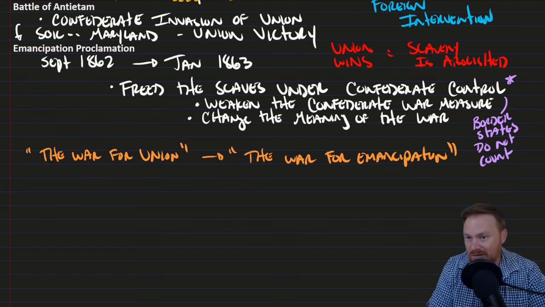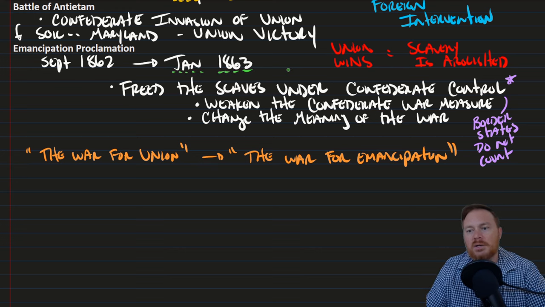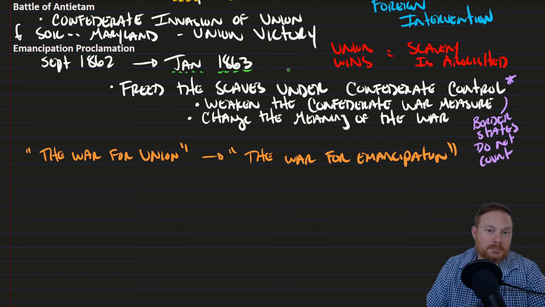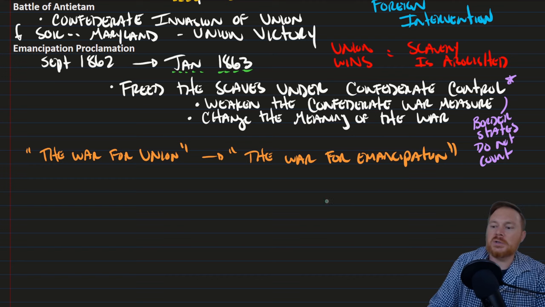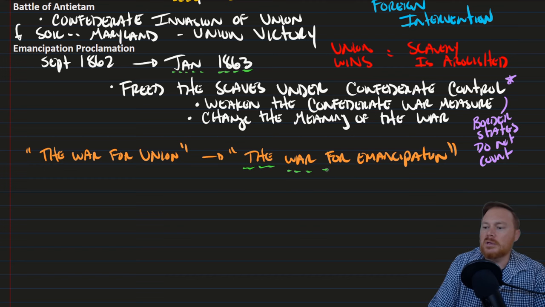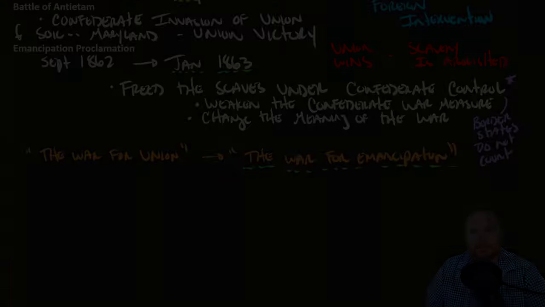Now, how many Confederate states took Lincoln up on this offer? Again, you can think about the proclamation as being an ultimatum: surrender or Abraham Lincoln will free the slaves. 0, right? All of the states of the Confederacy continued to fight. And from January 1st, 1863, the fundamental meaning of the war had changed. This was no longer just an explicit war for union. This was now a war for emancipation.